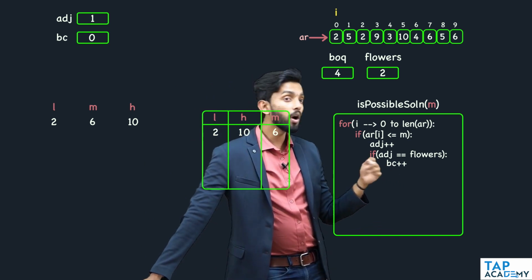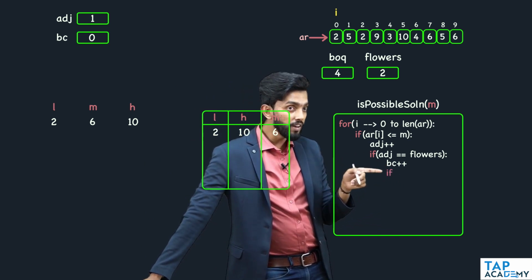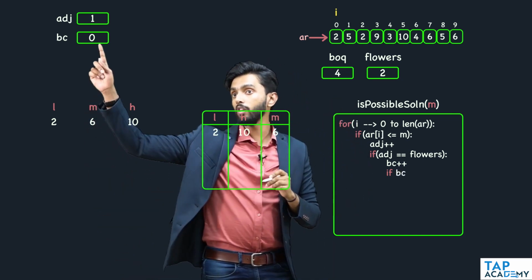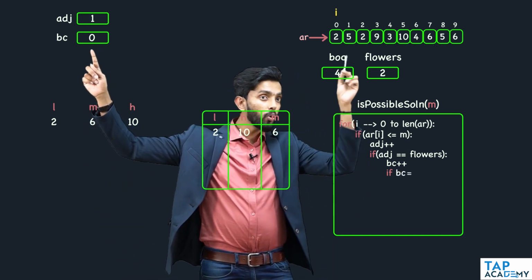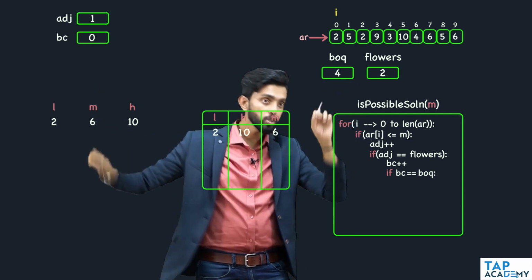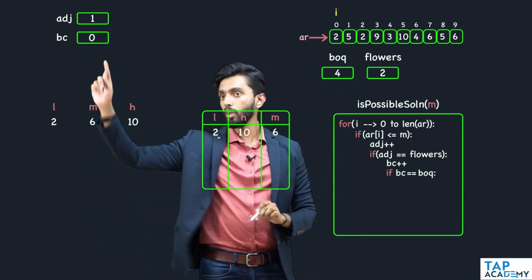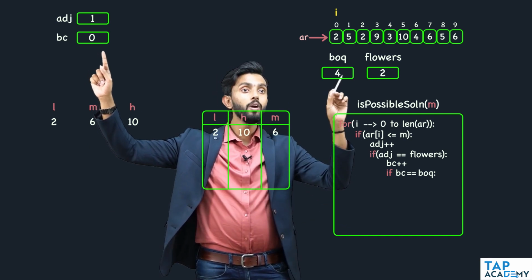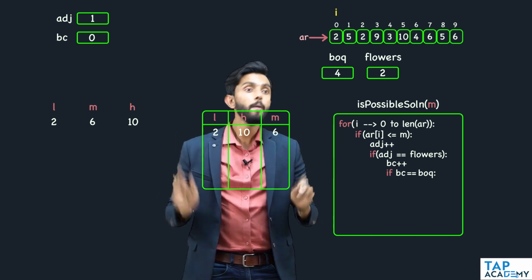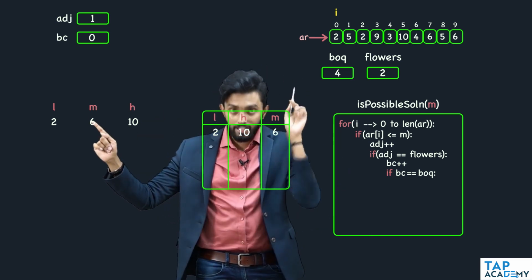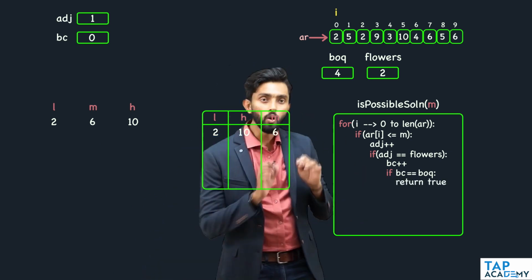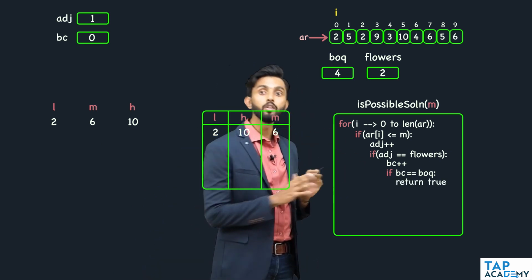Now you have to check if the bouquet count that you have is equal to the number of bouquets you are supposed to make. You must check that. So I will check if the bouquet count is equal to this BOQ, which is the number of bouquets I should make. If it is equal, then this day is a possible solution. So I will just return true.